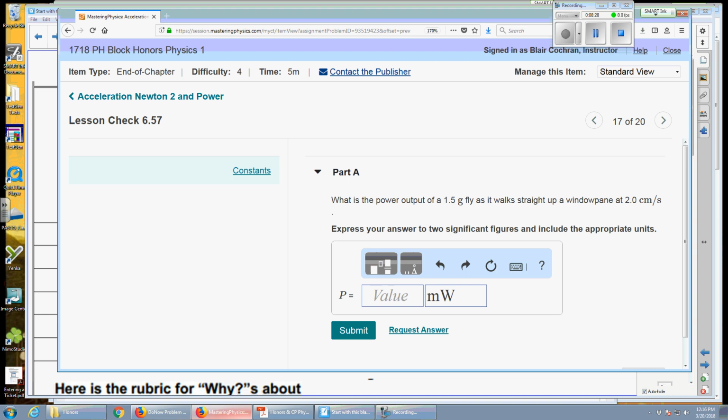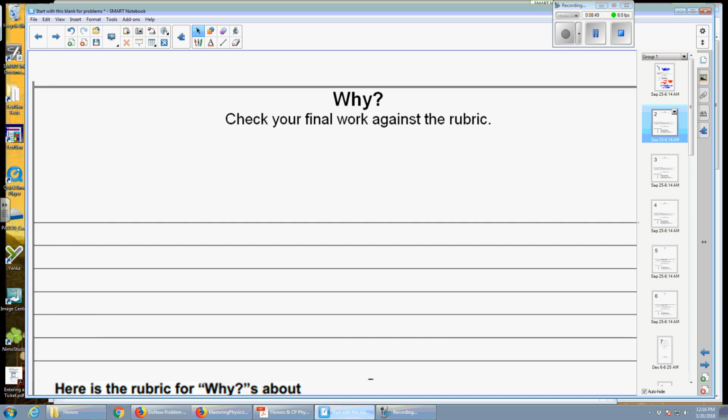Remember, if you don't want to answer in milliwatts, you can just get rid of the little m and answer in watts. Right? You can modify the units, and it's smart enough to know whether or not it's correct. Just like the last one, you didn't have to answer in megawatts if you didn't want to. You could have changed it to watts and answered. All right, so 17 here.